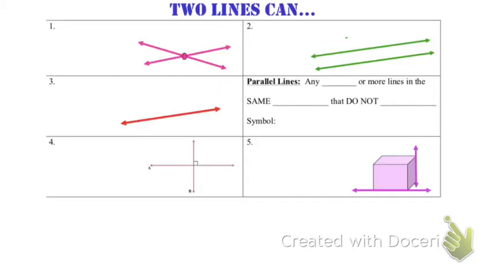Two lines can do multiple things. Two lines can intersect at a single point. So the first one is they can intersect at a single point. Intersect, just crossing.